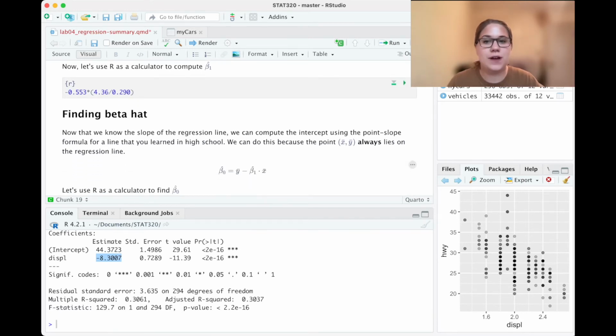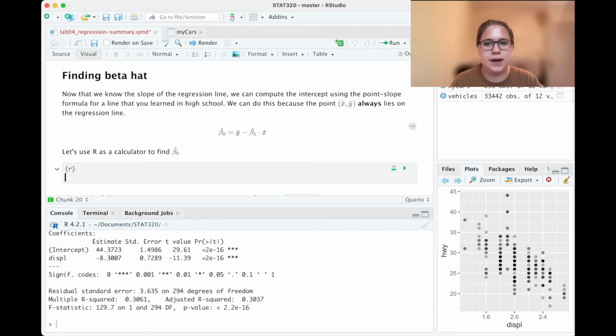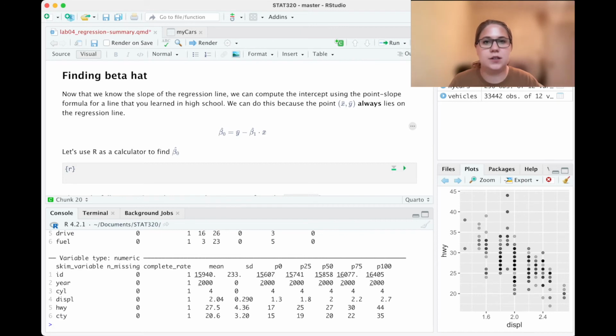Okay, so now we've got the slope. What if we need to find the intercept? So one thing we could do is use the point slope formula for a line. And the way that we use this is we plug in y bar and x bar. The point x bar, y bar always is on the regression line. Like that regression line is always going to go through the mean of x and y every single time. So if I wanted to find beta 0 hat, I could put in y bar minus beta 1 hat times x bar. And again, if I look at that skim, let me hit the up arrow a couple times, I can find those x bar and y bar.